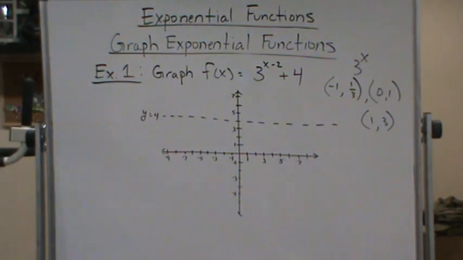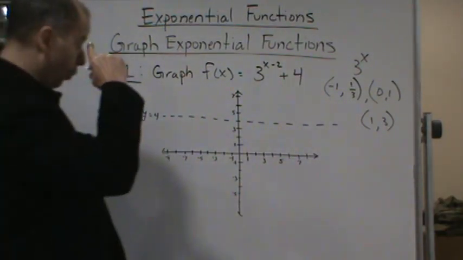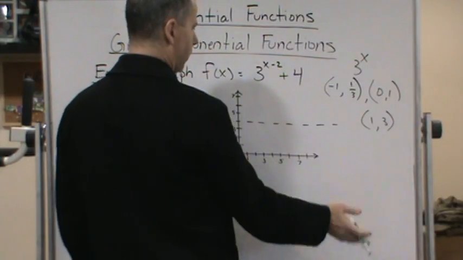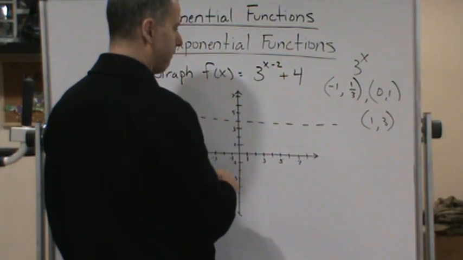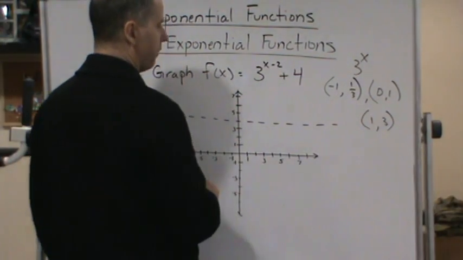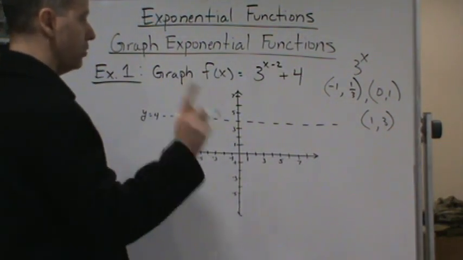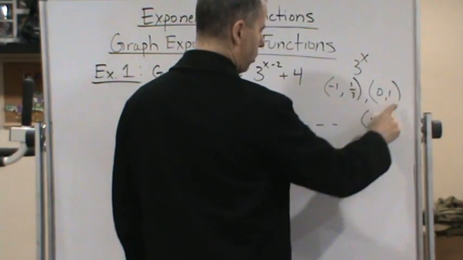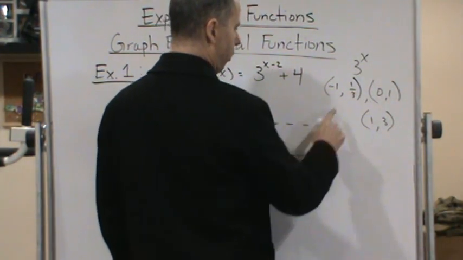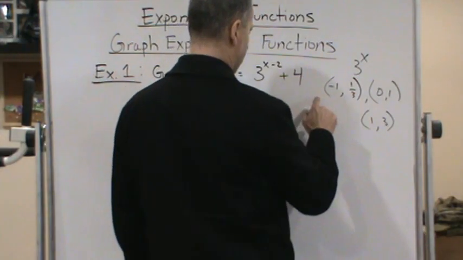Okay? Now, what happens to these 3 points? Well, we know that the y values are going to move up, so we're going to add 4 to each of the y values, and the x values are going to be shifted to the right 2 units. So all we have to do is add 2 to each of the x values and add 4 to each of the y values. So let's do that.